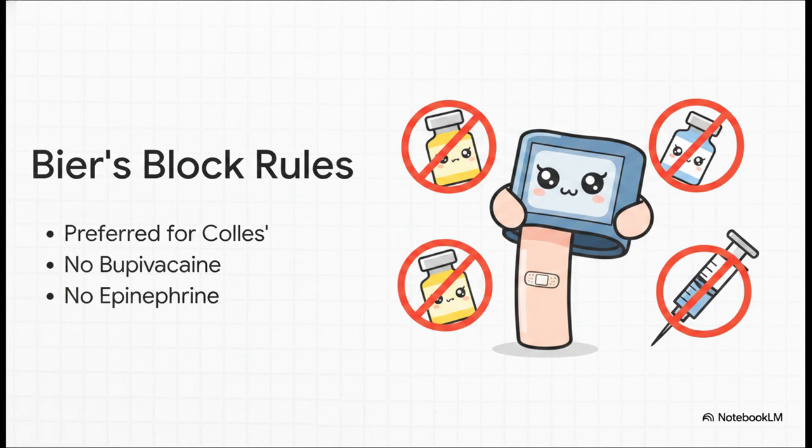Say you are reducing a Colles fracture using a Bier block. Your massive, cannot-miss exam pearl is this. Bupivacaine is an absolute contraindication, literally. Do not use it. If that pneumatic tourniquet happens to deflate prematurely, the bupivacaine will rush into the systemic circulation, bind super tightly to cardiac tissue, and virtually guarantee fatal ventricular arrhythmias. Just stick to plain lidocaine.